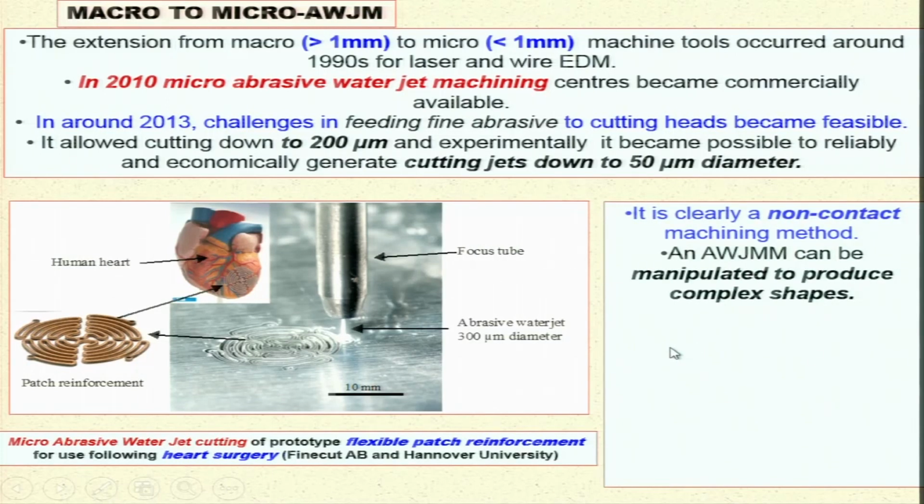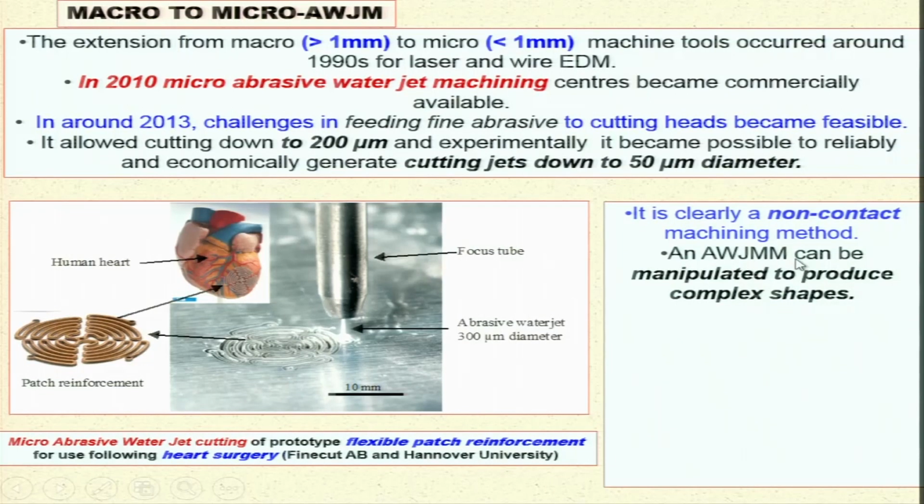So it is clearly a non-contact machining method. You can clearly see here, this is the abrasive water jet, and there is nothing like a cutting tool that you have in grinding, polishing, or single point turning or milling operations. That's why it is called a non-contact machining method.